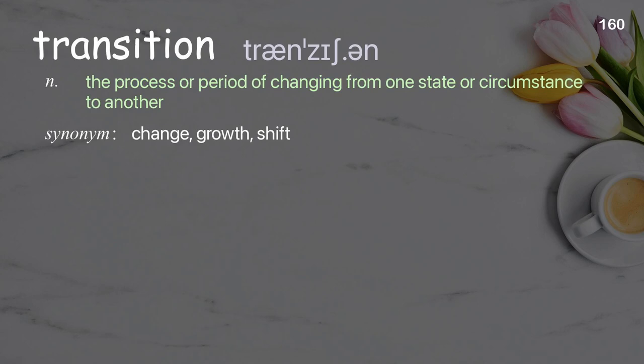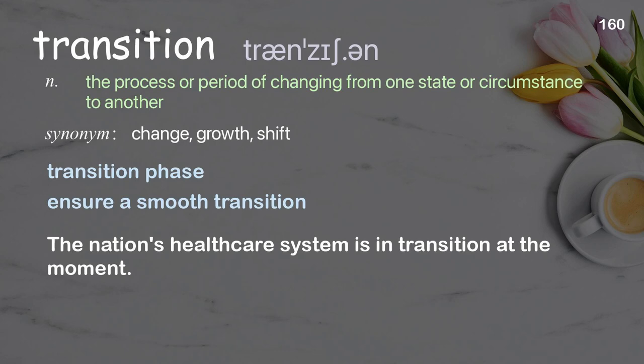Transition. The process or period of changing from one state or circumstance to another. Examples: transition phase, ensure a smooth transition. The nation's healthcare system is in transition at the moment.